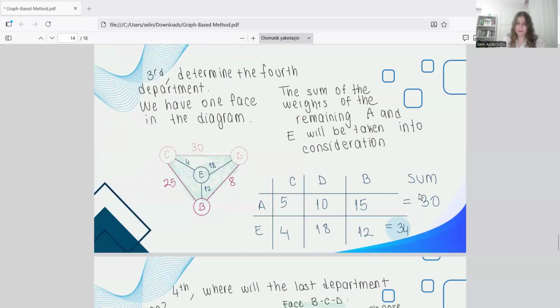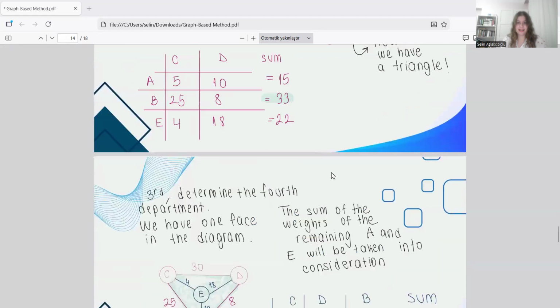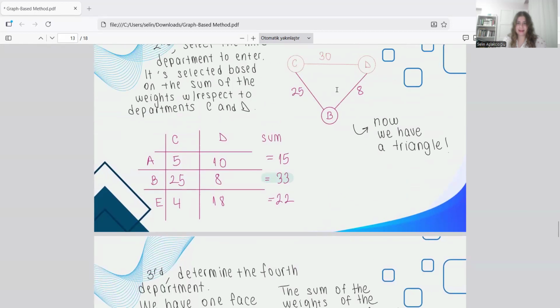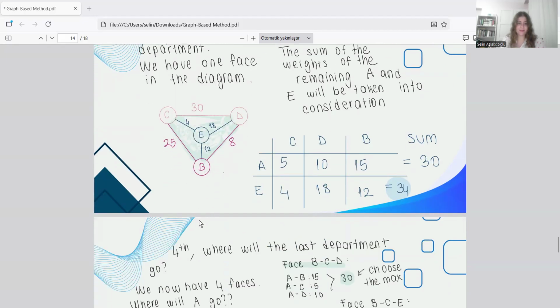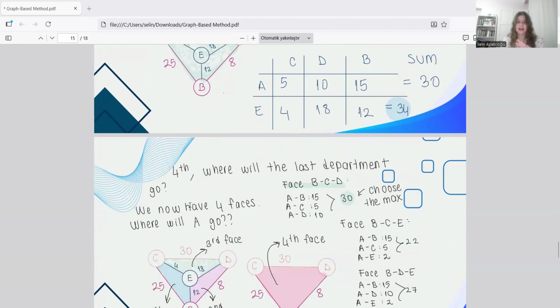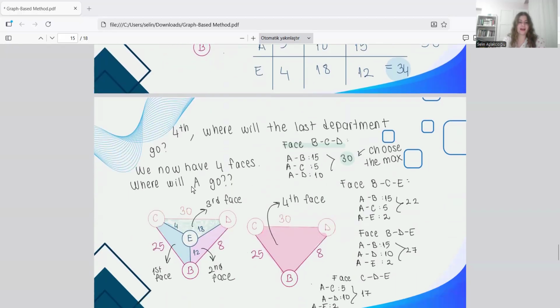So again, we sum them up and we will choose the highest number again, which is 34, which means that we will place E between them, like in the face of the triangle, sorry. So E is here, and now E is connected to C, and E is connected to D, and it's connected to B, right? So let's go to the next step, 4th step. Where will the last department go? And we now have 4 faces, and we want to determine where will A go.